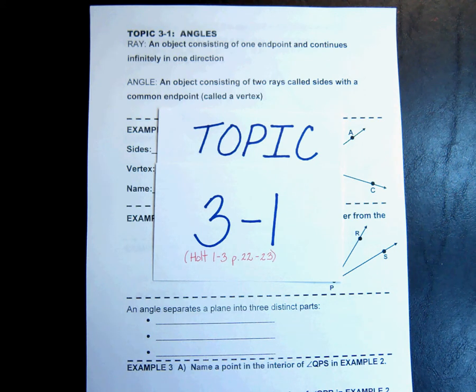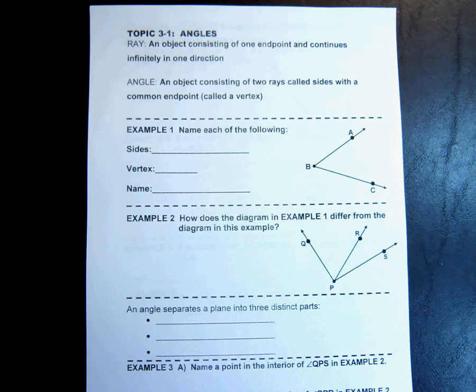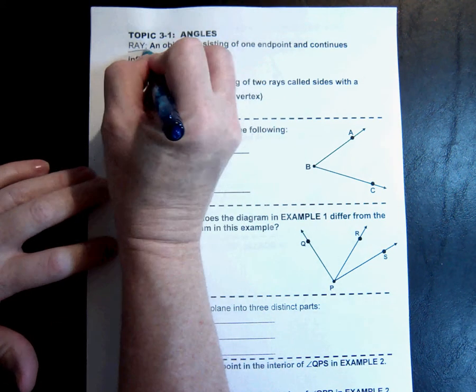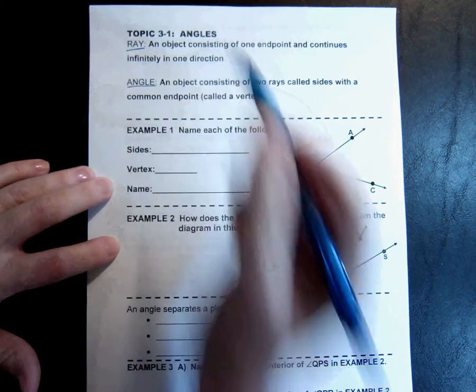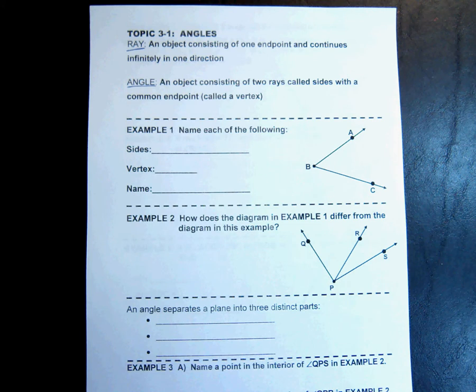3-1. This can be referenced with our Holt textbook in Chapter 1, Section 3 on pages 22 through 23. First, we're going to start with definitions. An object consisting of one endpoint and continues infinitely in one direction. That's a ray. An angle is an object consisting of two rays called sides with a common endpoint called a vertex. Take a minute and copy these definitions.